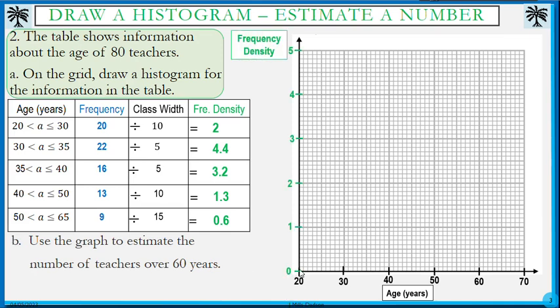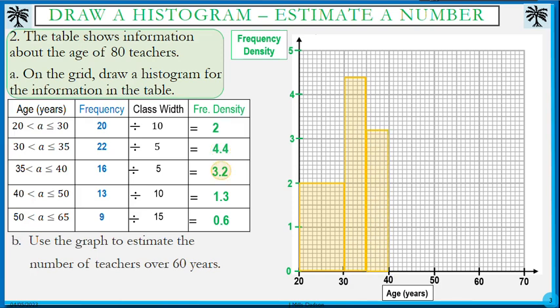And I must also understand what one small square represents. One square represents 0.1, because that 10 makes 1. Now to start drawing the graph. 20 to 30, I'll raise the bar up to 2. 30 to 35, I'll raise the bar to 4.4. 30 and 35 is here. 35 to 40, raise the bar to 3.2.